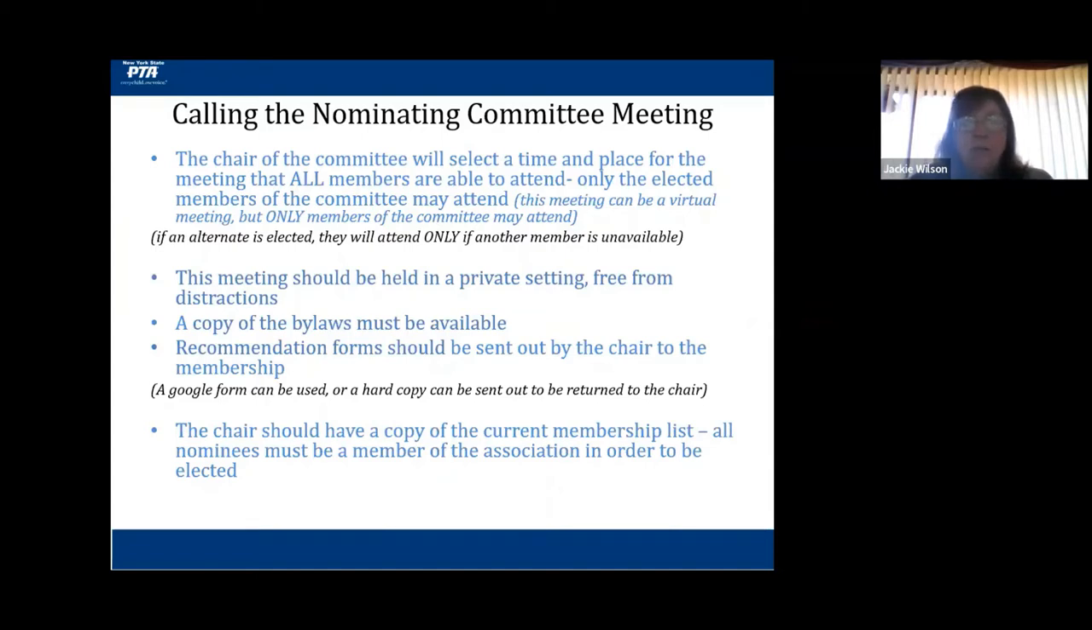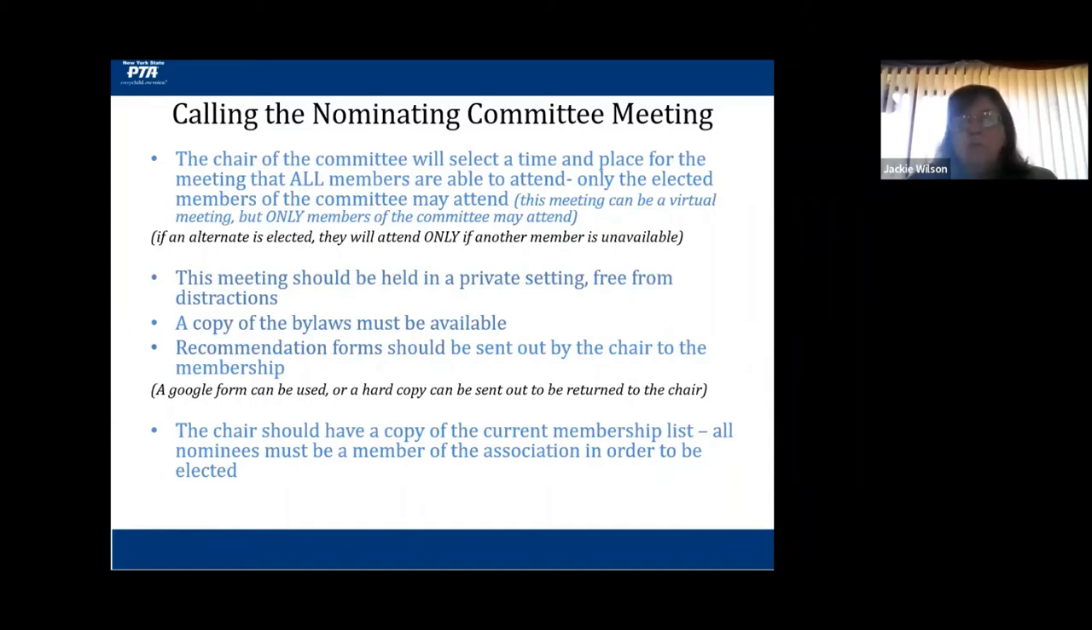A copy of the bylaws must be available. Recommendation forms should be sent out by the chair to the membership. And you can use a Google form for this, or you can send hard copies home to be mailed directly to the chair. If you use a Google form, it is suggested that your nominating committee chair have a specific email just for the nominating committee, so that the forms can be anonymously sent to that email, and there is no worry about other emails coming and going. So it's probably a good idea whether you use a Google form or whether you use a hard copy, that the nominating committee has its own email going to the chair so that the nominating committee can communicate with their committee. A nominating chair can communicate with their committee very directly through that email, and it's only used for the nominating committee, and that's it.